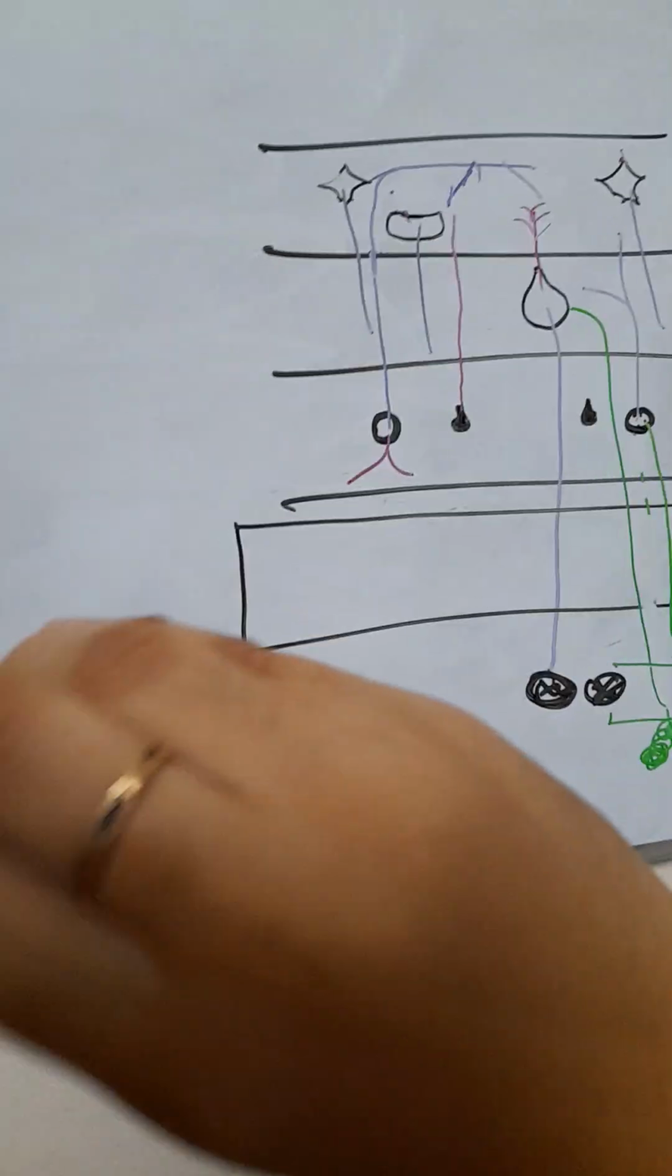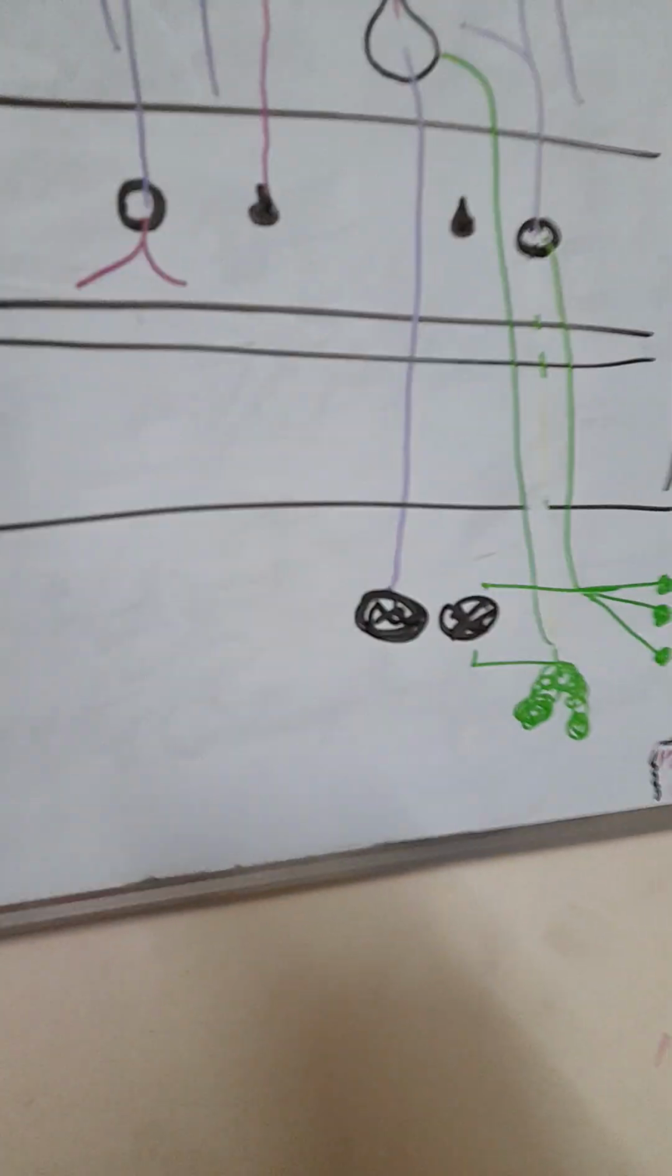Okay, so this is a very simple drawing. Basically our cerebellum has got three parts. It's got the cerebellar cortex, the inner white layer, and another layer of deep cerebellar nuclei, which is part of the gray matter only.